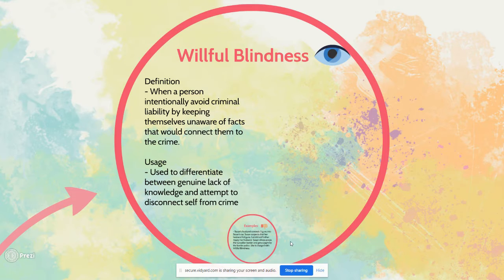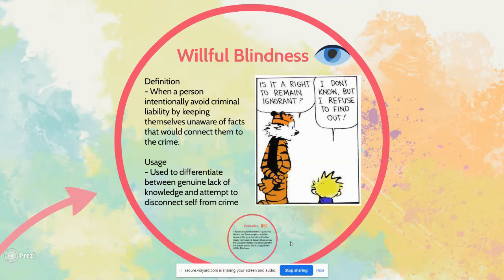Willful blindness. Willful blindness is a term used in law to describe a situation in which a person seeks to avoid civil or criminal liability for a wrongdoing act by intentionally keeping themselves unaware of the facts that will render him or her liable or implicated.